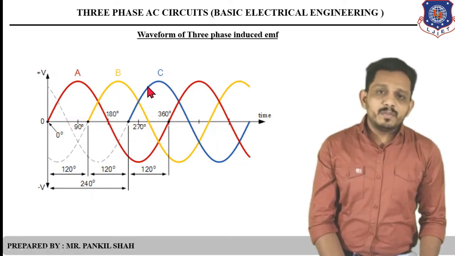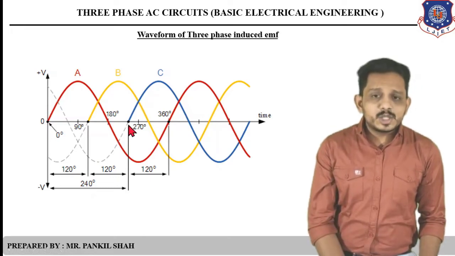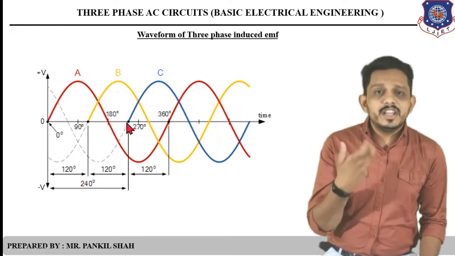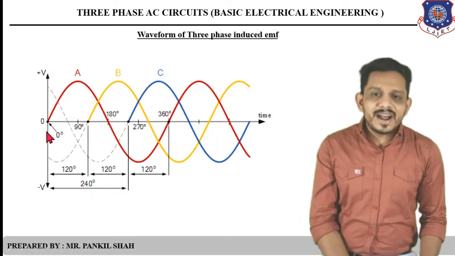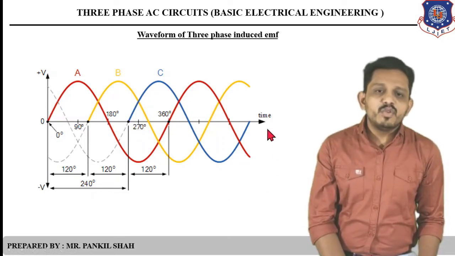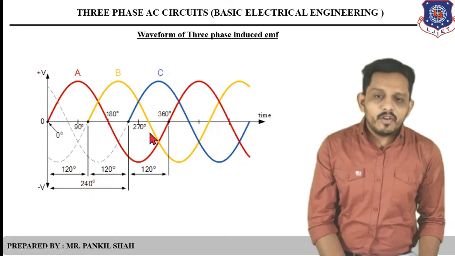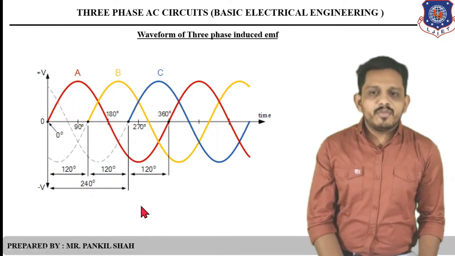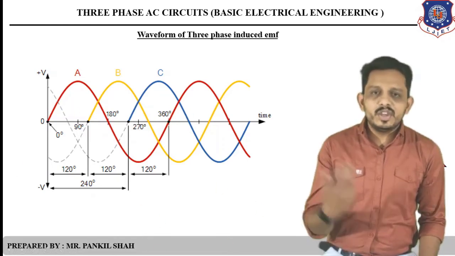If we talk about the blue line, the third coil, its positive half starts 240 degrees after the red line. You can see this is 120 and this is 120, so it totals 240. So the voltage in the blue phase starts 240 degrees after the red phase, and it completes its full cycle 240 degrees after the completion of the red phase. So this is known as the waveform of three-phase voltage, and in this way you can draw the waveform of three-phase voltage.